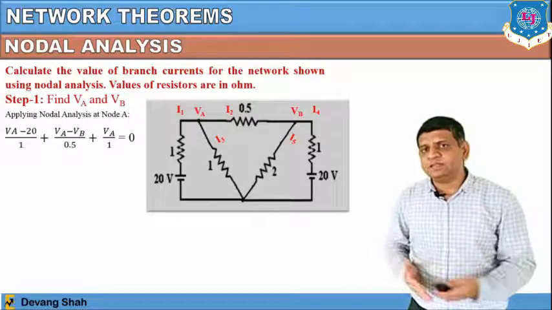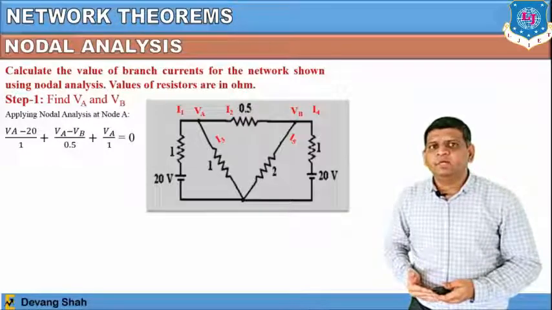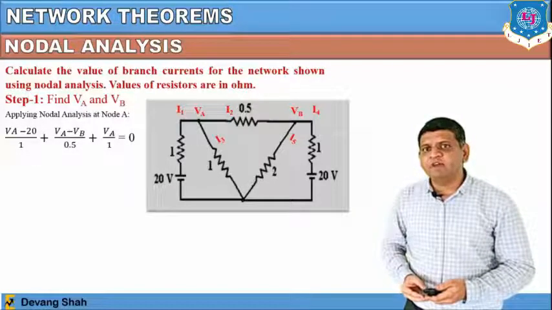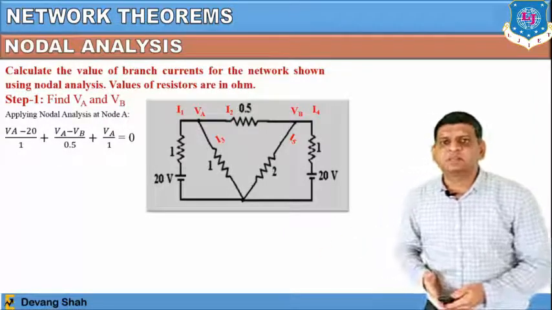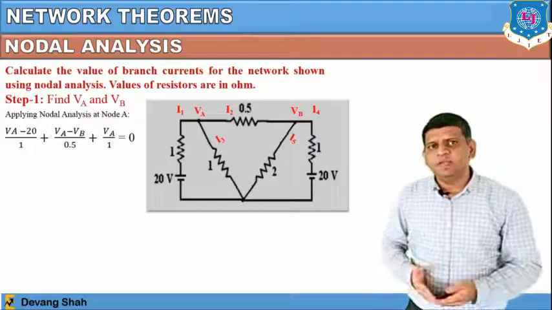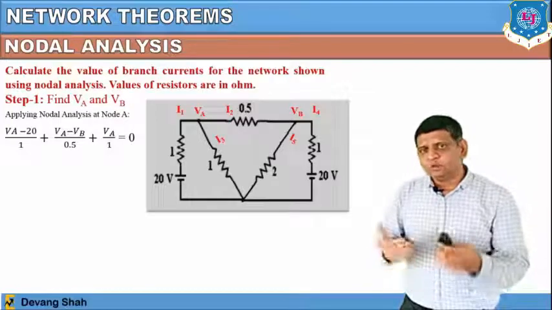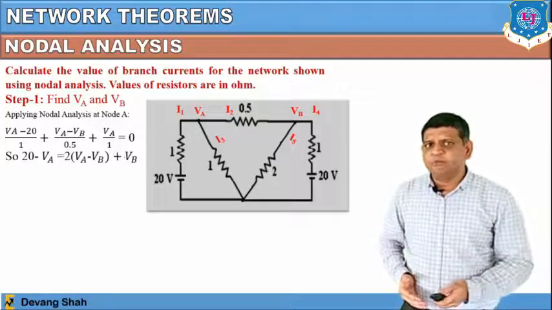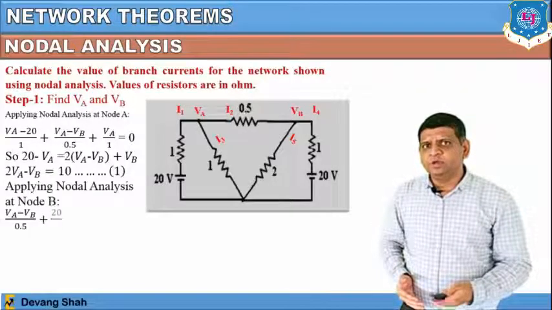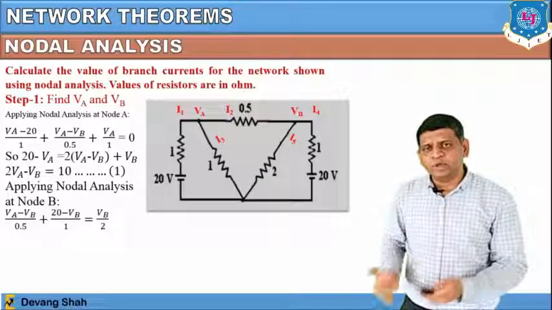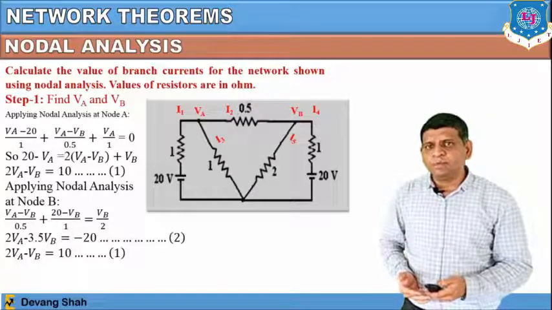Same, applying the nodal analysis at node A, I'll find my first equation, where VA minus 20 divided by 1. So the same formula we just discussed earlier, plus VA minus VB divided by 0.5 plus VA divided by 1 is equal to 0. Now this is the nodal analysis at node A. Same way you can apply nodal analysis at node B, and you can find the equation. So once you apply nodal analysis at node A and node B, simultaneously you can find there are 2 equations. One equation is 2 VA minus VB is equal to 10.